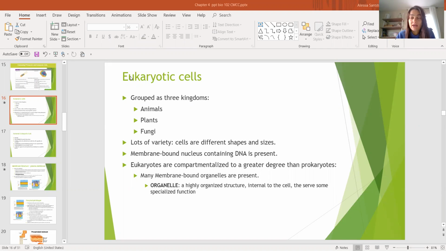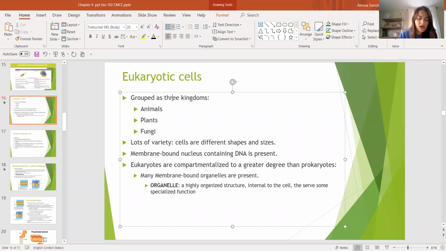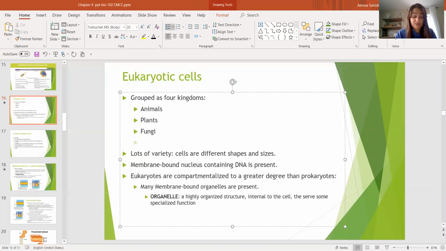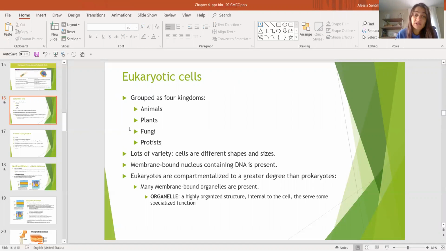So just to reiterate, you have two cells, right? Prokaryotic cells and eukaryotic cells. Prokaryotic cells make up bacteria and archaea, and then eukaryotic cells make up things like animals, plants, fungi, and even protists. So it should say here grouped as 4 kingdoms. I know that's against what your book says, but it's grouped as 4 kingdoms because these 4 kingdoms, including the protists, fall under the eukarya domain.